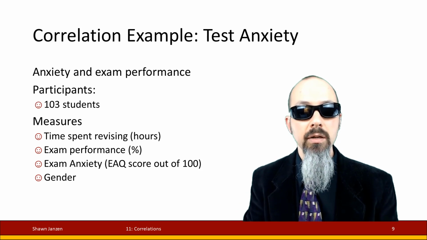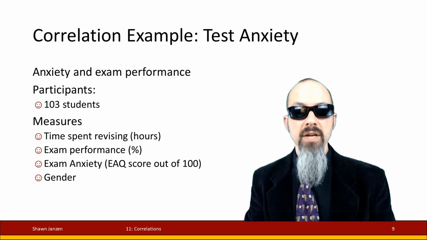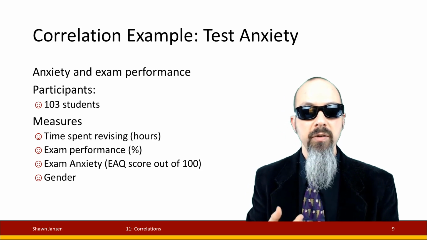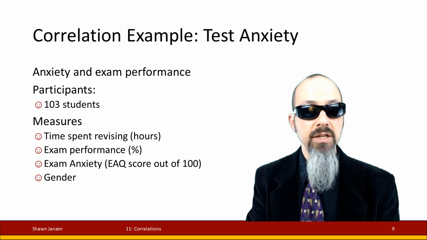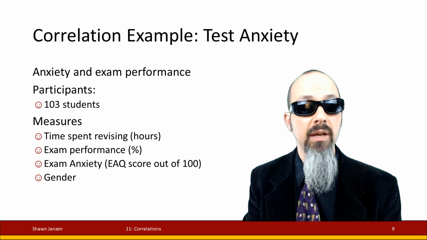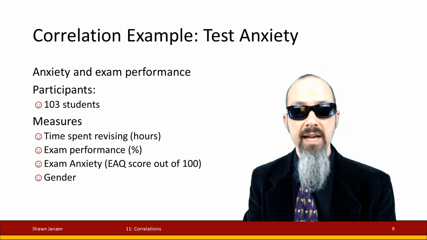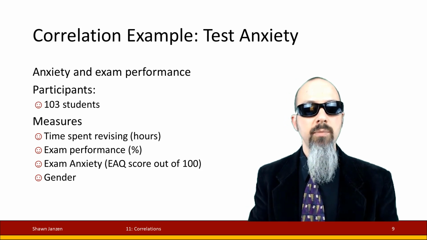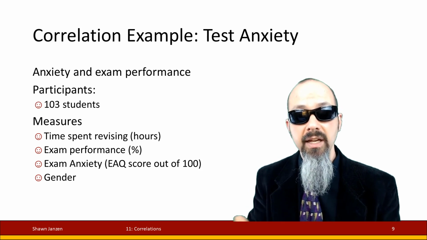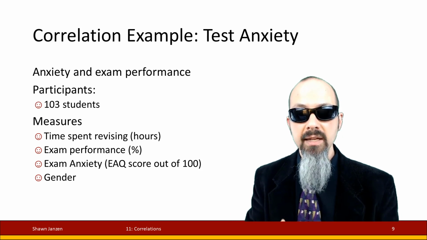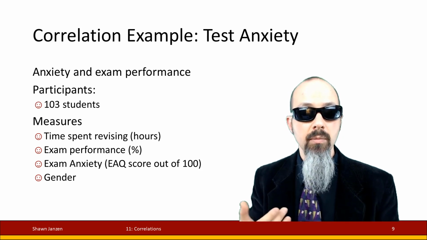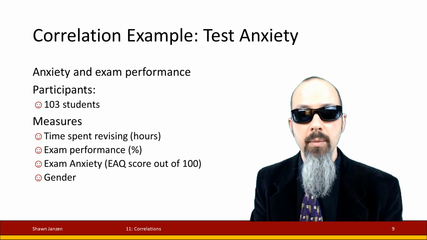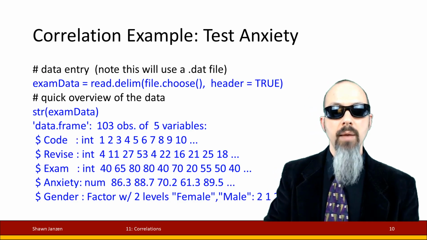The data has 103 participants. They're all students. The measures in the data are how much time someone has spent revising their work in hours, and how much exam performance they had. This is measured in percentage of how well they did on the test, a high value being a higher score, and exam anxiety. This is an EAQ. It's a test that they can take that gives you a representative measure of how much anxiety they have leading up to the exam at a given time. And it's out of 100, where 100 means more anxiety. And we have an additional variable that gives us a gender variable as well. That's going to come into play later. So I'm going to bring the data into R.